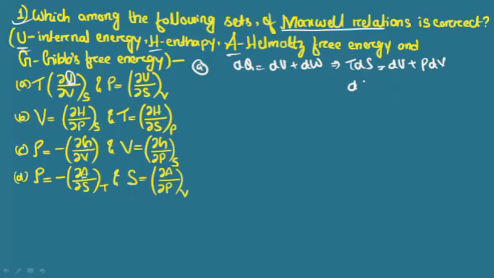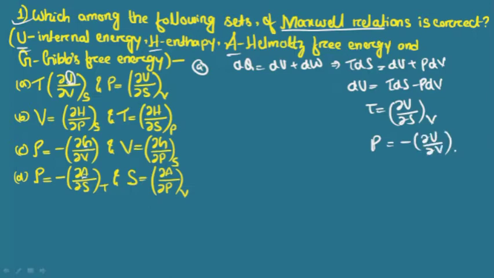So from here you can write dU, the change in the internal energy, is equal to TdS minus PdV. From here you can write temperature T is equal to del U by del S at constant volume, and pressure P can be written as minus del U by del V at constant entropy. So here if you see, the first option is del U del V at constant S, but here it is del U del S at constant V. So the first option is incorrect.